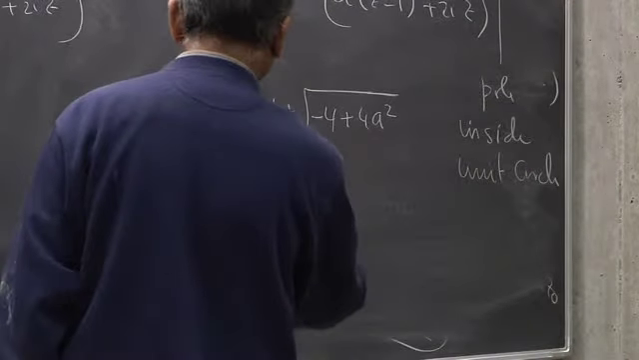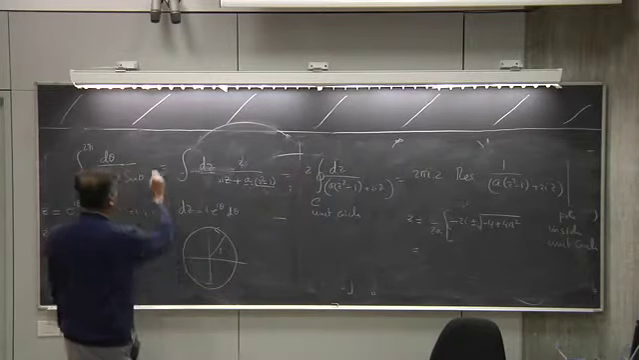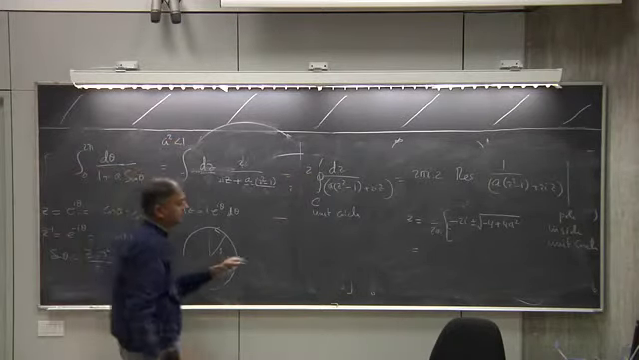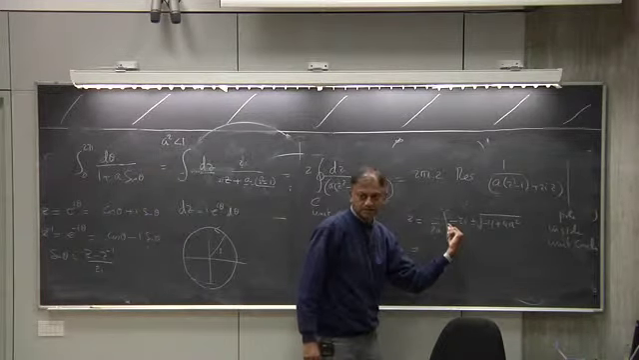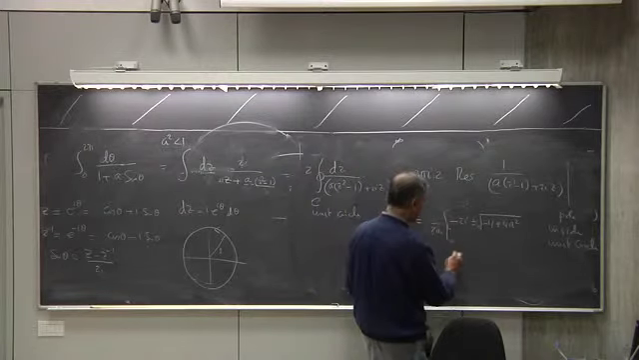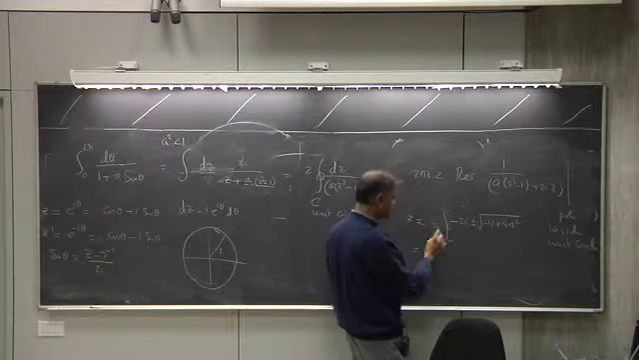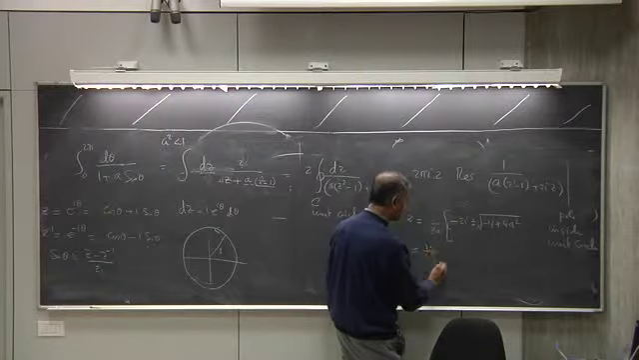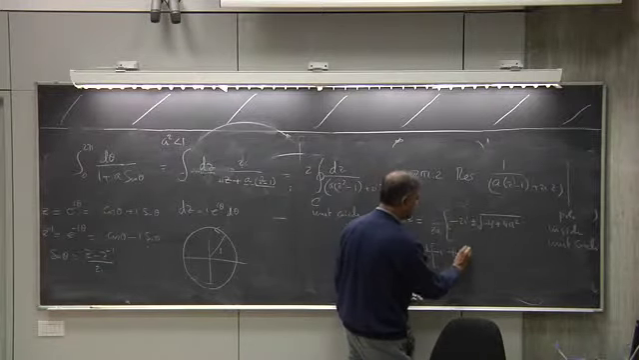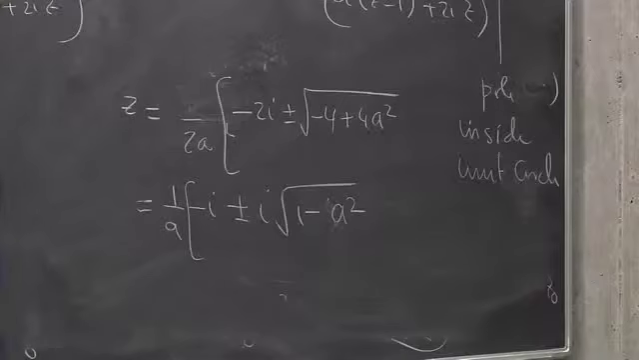Okay, so let's do it step by step. Take out a minus, because remember a square is less than 1, right? We had written down a square is less than 1. So this is smaller than that, so it's better to take out the minus. So from the 4 also you can take out a 2, so 2i comes out. So you get 1 over a times minus i plus minus i times the square root of 1 minus a square. These are the two roots.